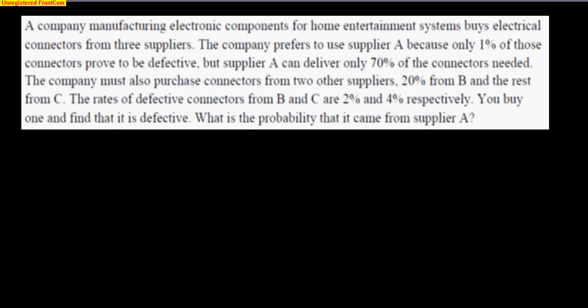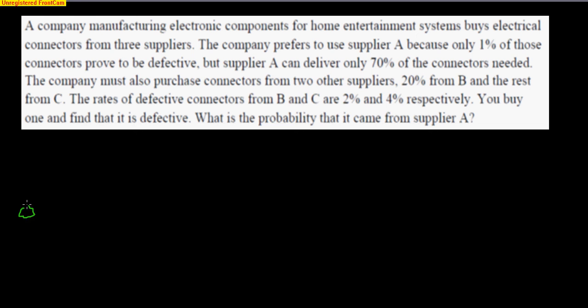A company manufacturing electronic components for home entertainment systems buys electrical connectors from 3 suppliers. The company prefers to use supplier A because only 1% of those connectors are defective, but supplier A can only deliver 70% of the connectors. Okay, so wait a minute. Now I'm starting to get a little bit lost. This is where a tree diagram will definitely help.